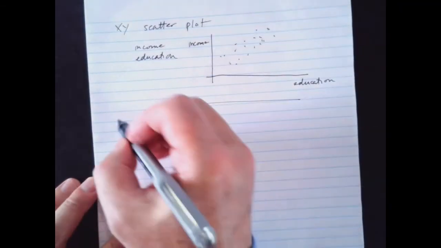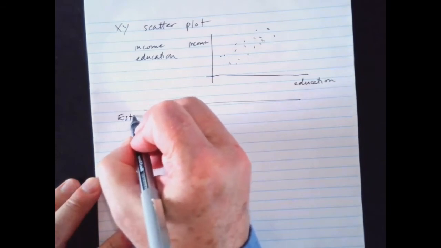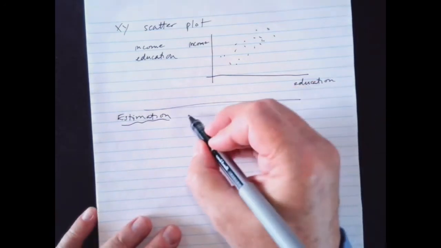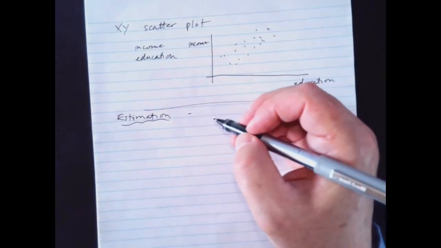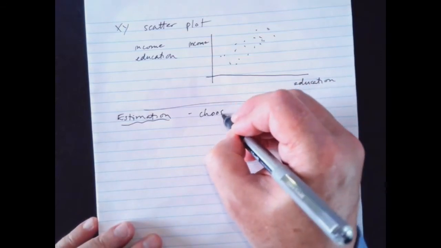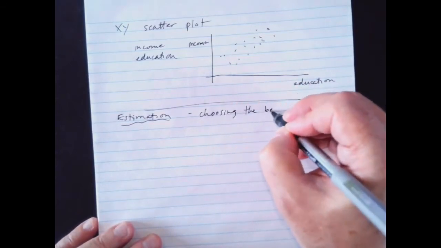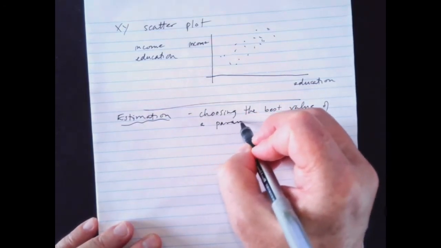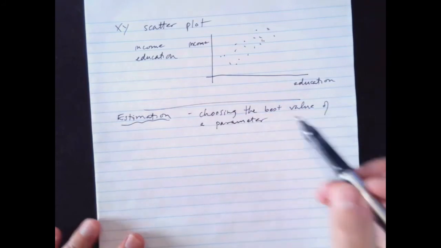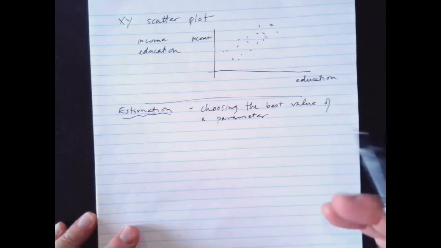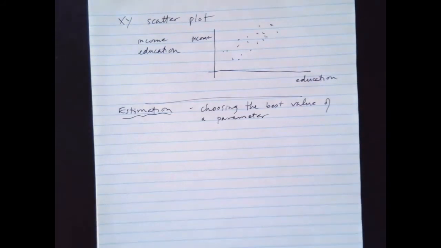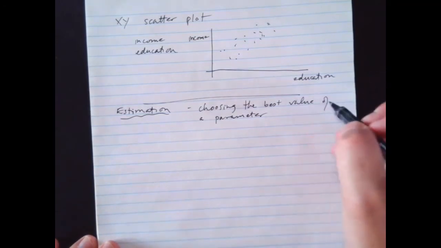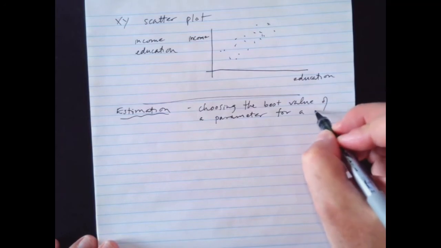Okay, now I talked at the beginning about estimation. Estimation means choosing the best value of a parameter. And a parameter is going to mean a coefficient in a model. So it's an algebraic component of a model. So choosing the best value of a parameter for a model.